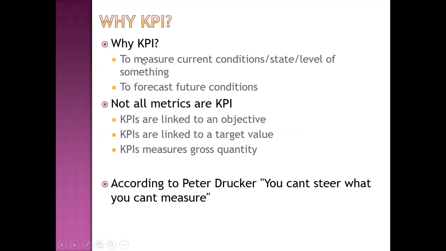Then what are the key performance indicators for CSSD? So why KPI? KPI is used to measure the current condition, state, or level of something. It is also used to forecast future conditions. Not all metrics are KPIs. KPIs are linked to an objective or a target value, and they measure gross quantity. According to Peter Drucker, you cannot steer what you cannot measure.